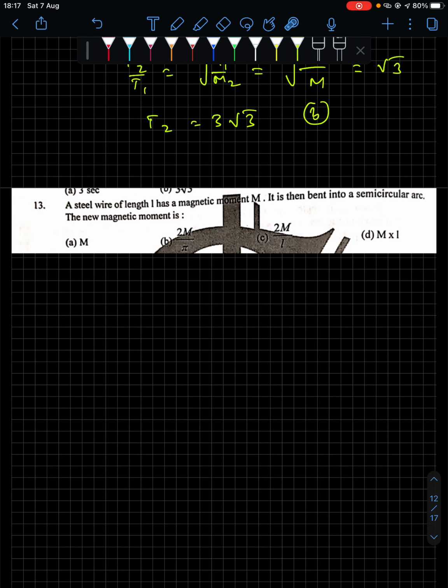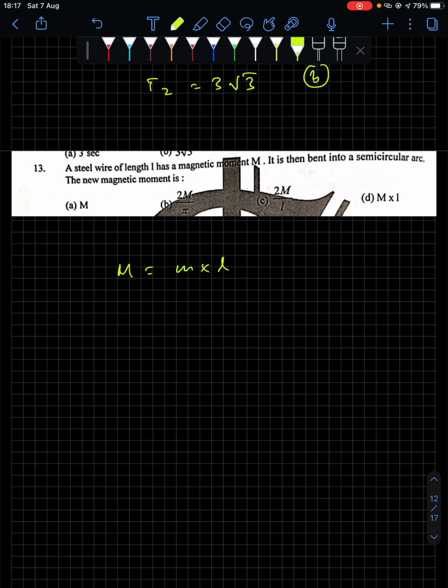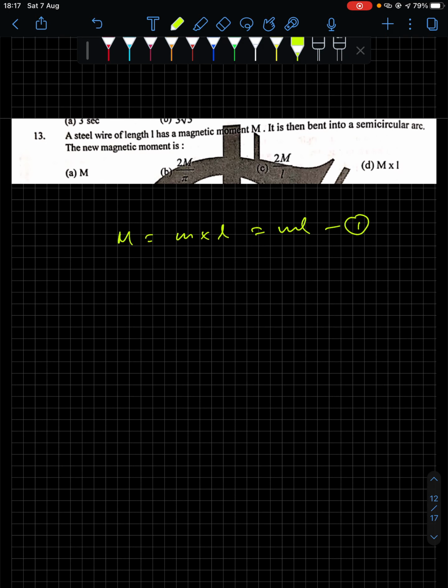Next, question number 13. You have a steel wire of length L, and this is magnetic moment M. Now it is bent into a semicircle. This is like question number 1 only. So M equals m into L, because the length of the steel wire is mentioned to be L. So that is your equation number 1, ML.